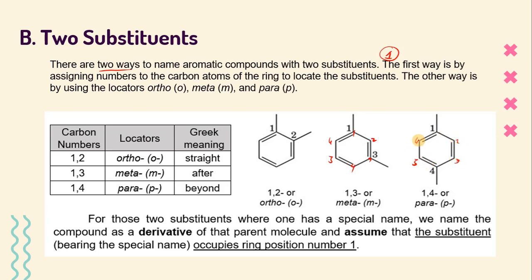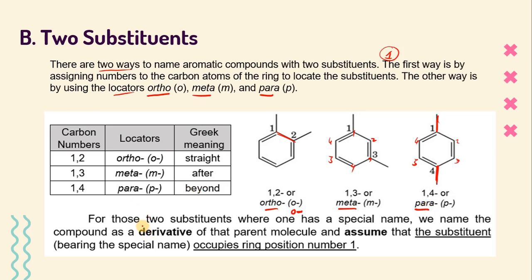So we assign numbers. Or the other way is to use these Greek word locators: ortho, meta, para. Ortho, meta, para. So ortho is for 1 and 2. Right after the branch, that's ortho, or just O dash when you write it in the name. If one carbon is skipped, meta, M dash. If two carbons are skipped, or they face each other like here and here in your cyclic ring, your benzene ring, it's para. So basically opposite is para.